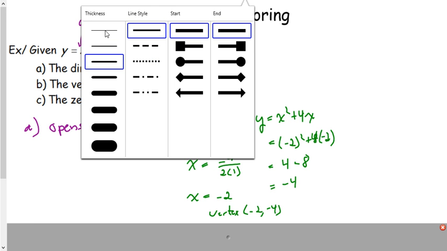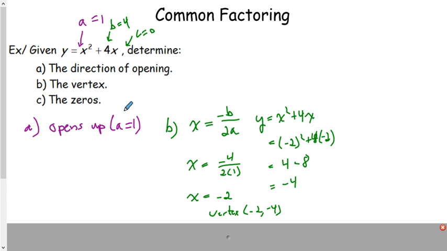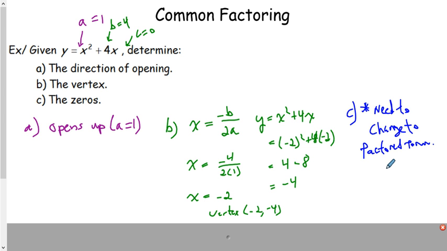Finally, for C, the zeros. Well, that's kind of tricky, isn't it? Because this is in standard form. It's not in factored form. So that actually makes this one a little bit tricky. So we say, okay, we need to change this to factored form. And that's really going to be the crux of what we're learning right now in this lesson and further in this unit. How do we take something that's in standard form and turn it into factored form?